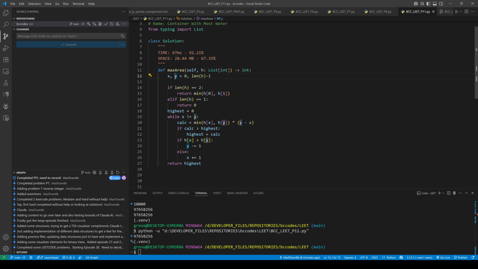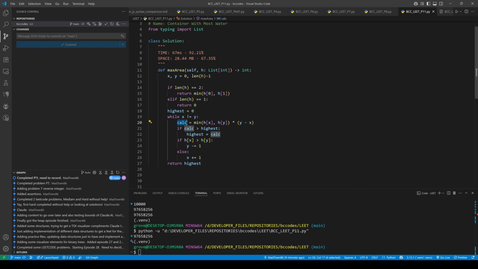I'm setting x and y as the left and the right-hand side of the indexes, using index position 0 for the first and then the length minus 1 for the last index position. Smaller input sizes are just going to return here. I'm setting the highest, or you can use max_area. And then here, while x does not equal y, you could also put in while x is less than y. That might result in one less iteration.